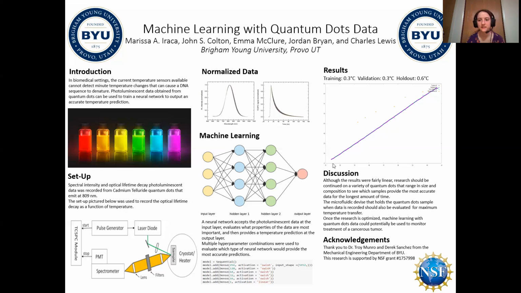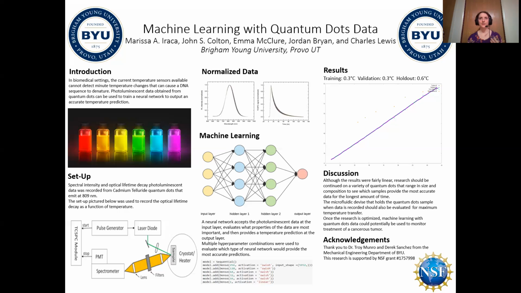And it's hard to see, but there are little outliers that are responsible for the holdout data, which is 0.6 degrees Celsius, which isn't as good, but still pretty good. The holdout data was just data that we withheld from the 80-20 test split to just do an extra verification on how well the neural network makes predictions. So all in all, these are fairly good results.